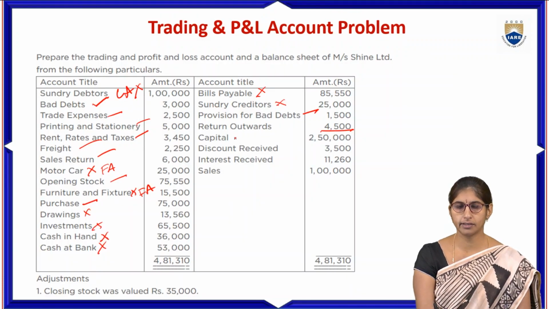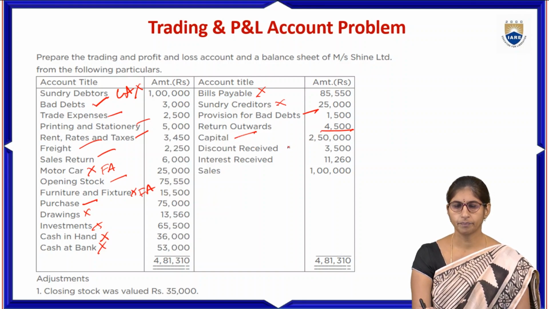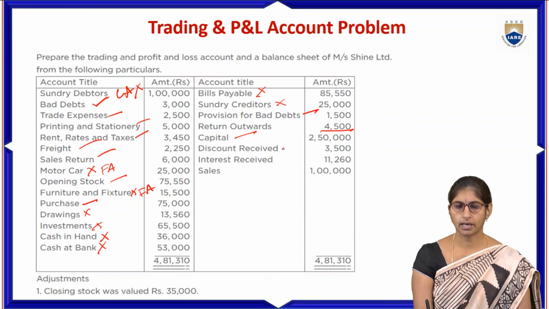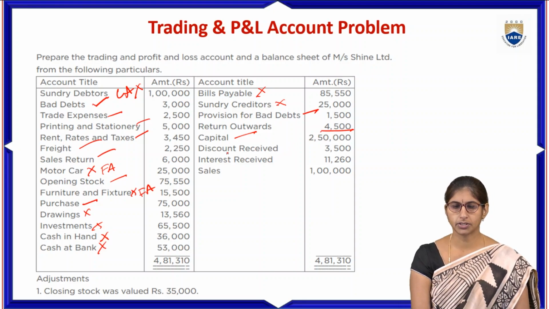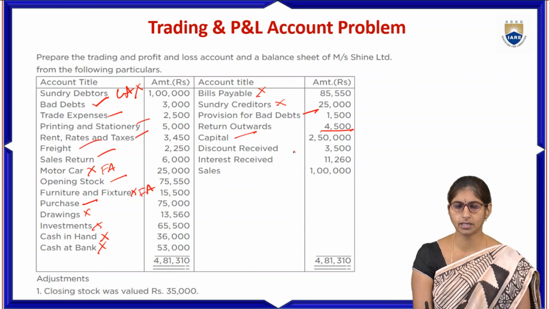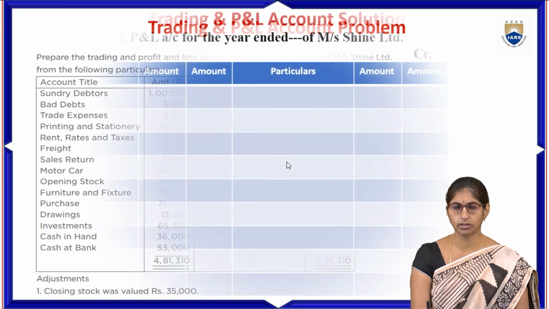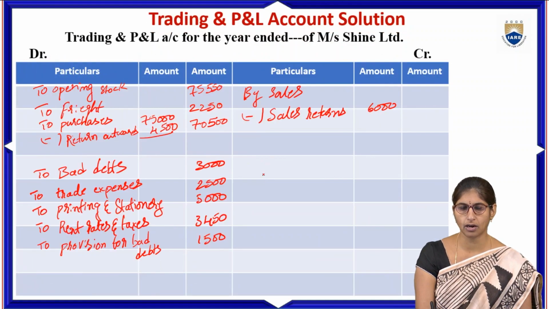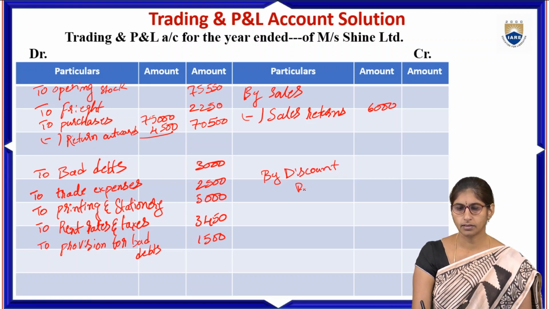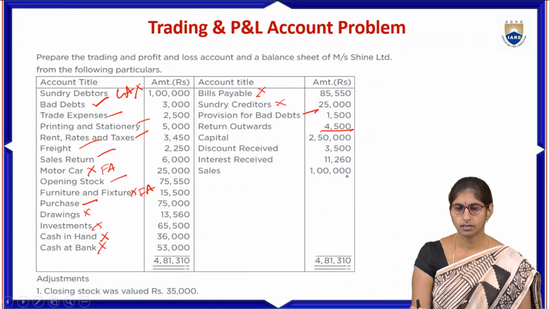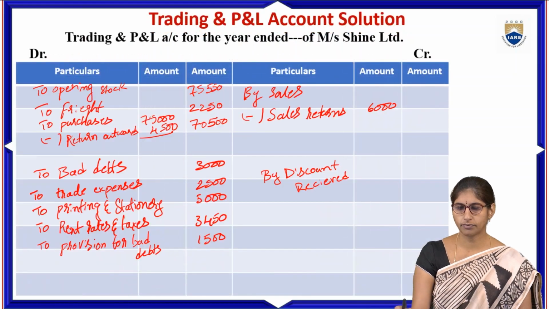Next, capital, which is the liability. So it is also liability. So we have to record in the balance sheet. Now discount received. Discount received means it is a gain for us. So we are going to write on the credit side of P&L account by discount received, 3,500.